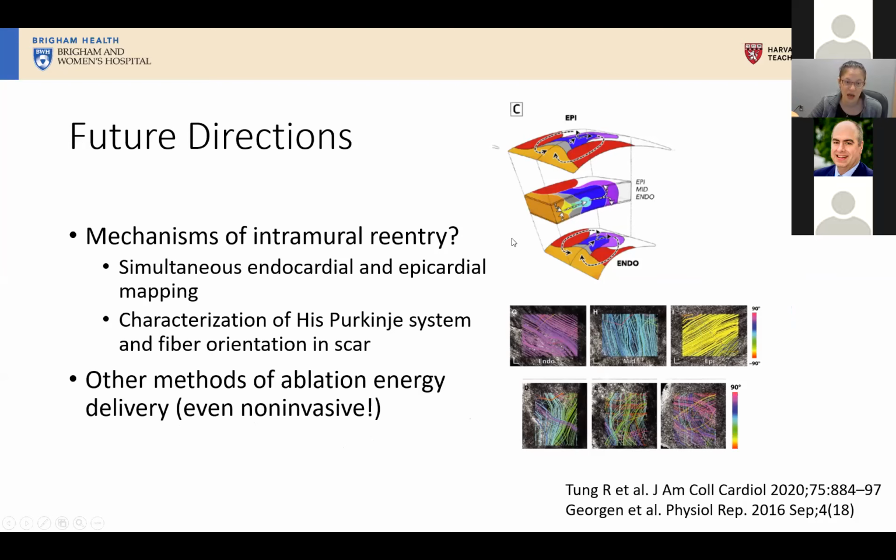There's a really nice paper from Rod Tung looking at simultaneous endocardial and epicardial mapping to try to work out some of these VTs that look focal on either side of the septum, but maybe have reentry mid-myocardially. There's some interesting experimental work characterizing the His-Purkinje system and fiber orientation in scar that may help us understand how you can get circuitous conduction in the septum and get slower VTs when the scar is very, very small. And then, of course, there are other methods of ablation energy delivery, even non-invasive ablation, that may be helpful for some of these patients. Thank you for your attention.